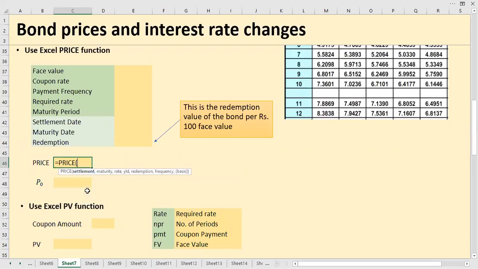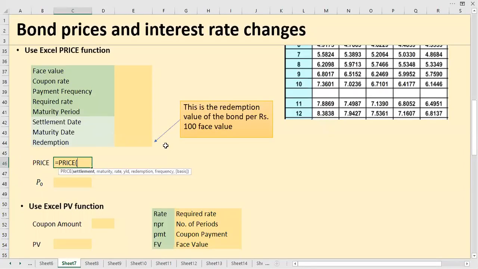So you can see the variables that we need. We need a settlement date, we need a maturity date, we need a rate, we need the yield, we need the redemption, and we need the frequency. So based on the previous bond, let me calculate the bond price using this price function of Excel.